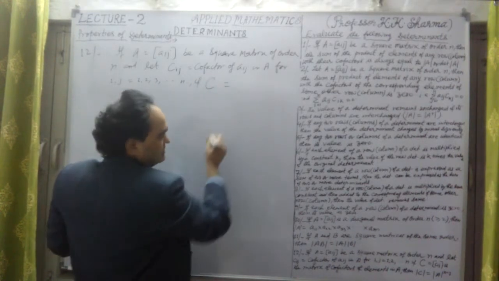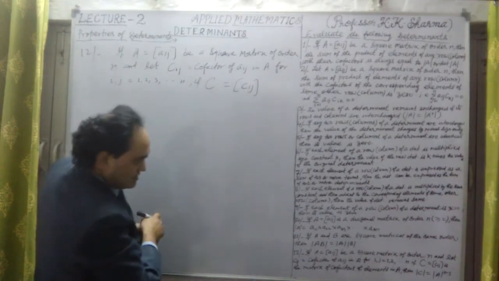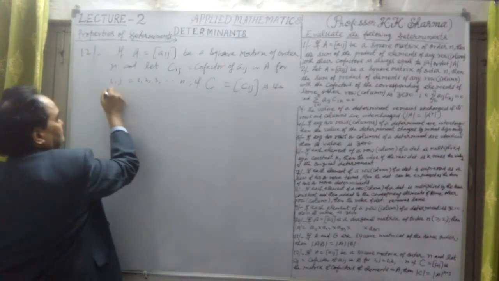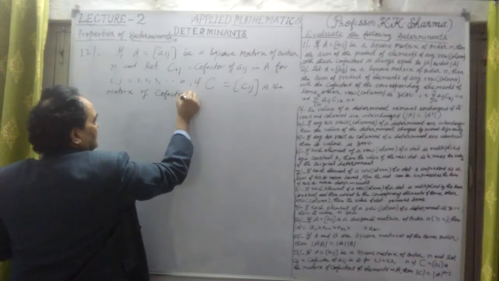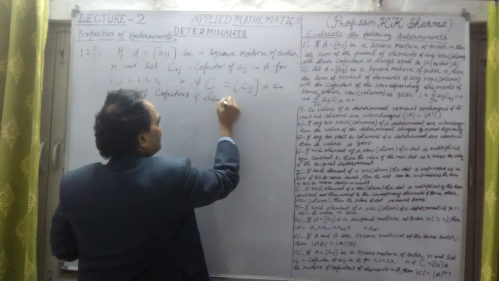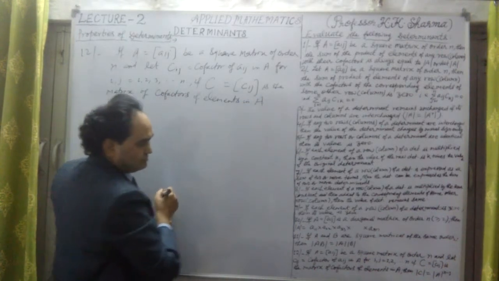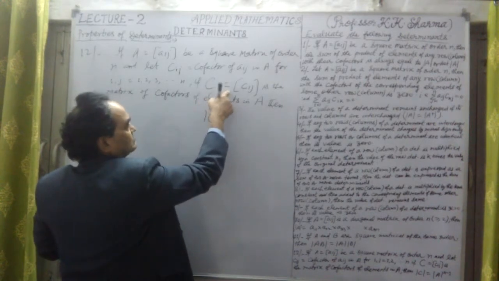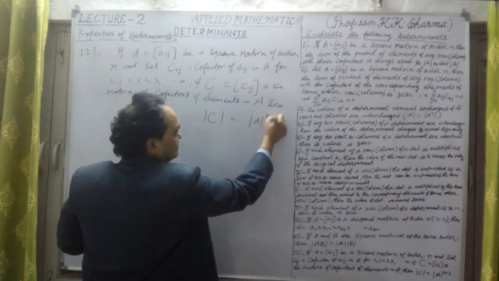And if C, sorry, this is Cij, let me take Cij is the matrix of cofactors of elements in A. Then we have to prove that the determinant of this matrix of cofactors is equal to determinant of A to the power n minus 1.